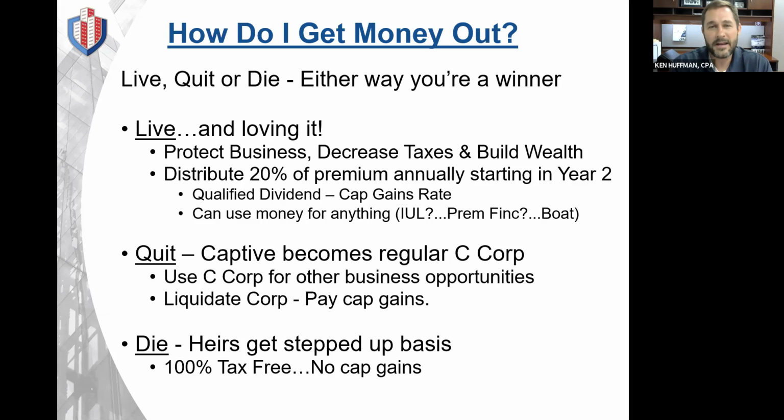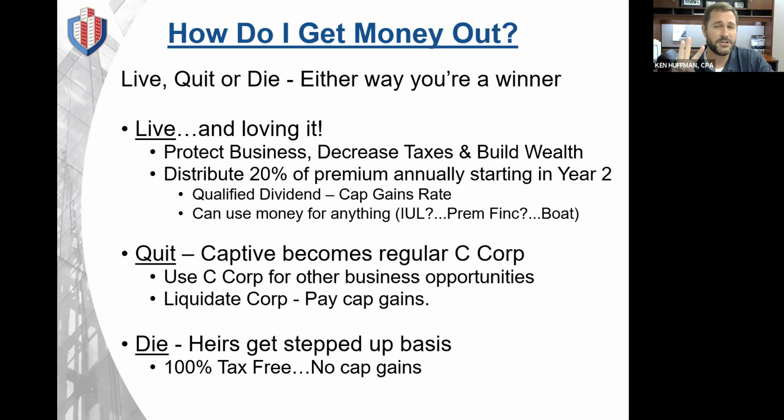Now, when you pull the money out, you can do whatever you want to do with it. You can buy a boat, you can buy a house, whatever, because you've pulled it out and you've paid those taxes. You can have a captive for 5 years and decide, okay, I don't want to do it anymore. What we would do is relinquish the insurance license, and then that captive insurance company just becomes a regular C Corp, upon which you could go buy buildings, invest in apartments, whatever you want to do. Or you could liquidate it and again, pay capital gains rates.